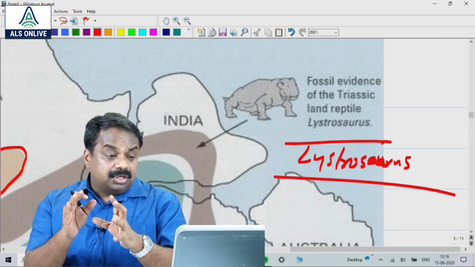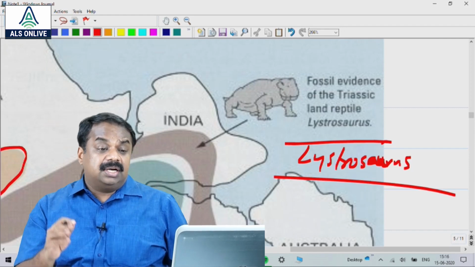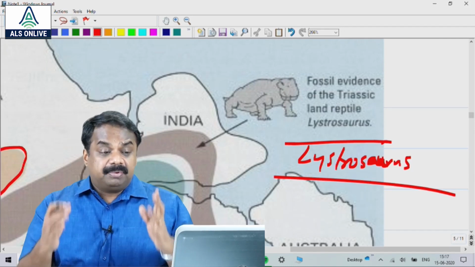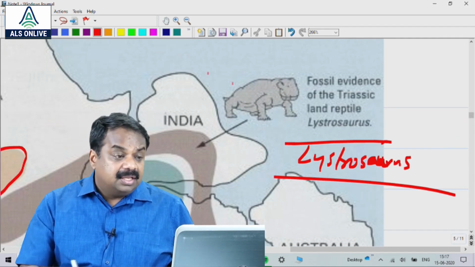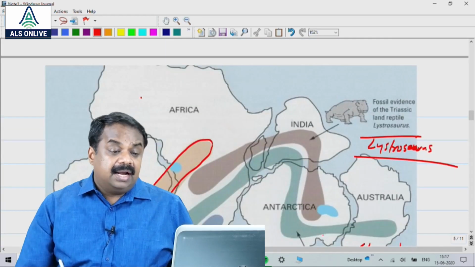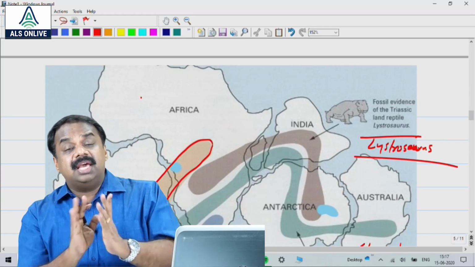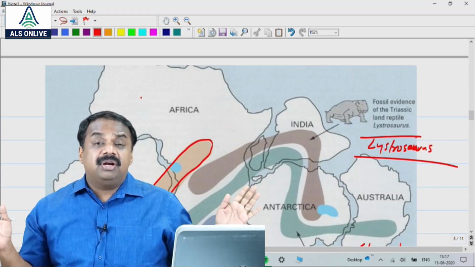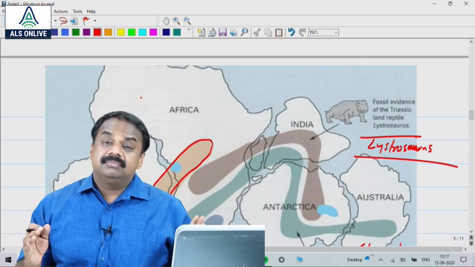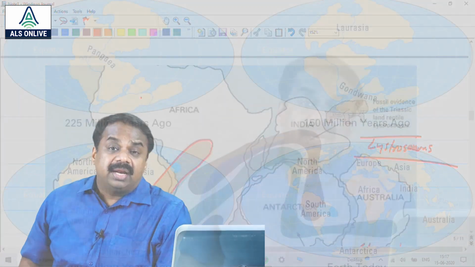See, Lystrosaurus is found in India, Antarctica, and Africa. It's a Triassic animal, a reptile. How is it possible? How can there be the same animal in three different continents which are far apart? The answer, according to Wegener, is these continents were together.